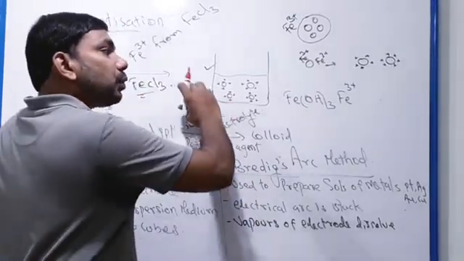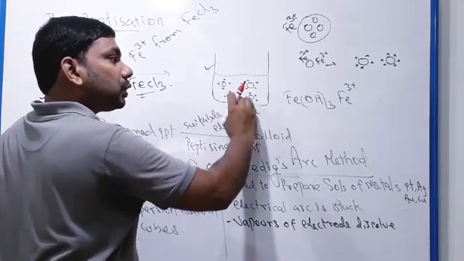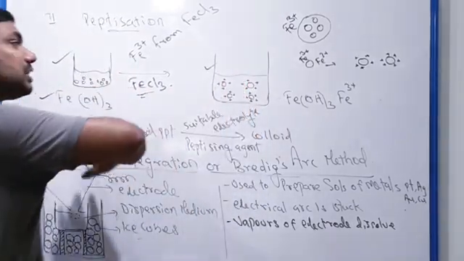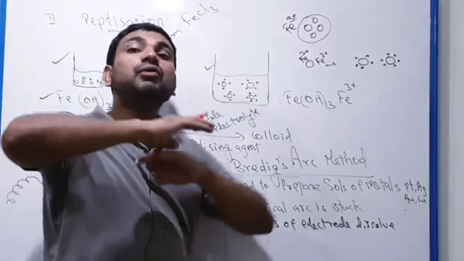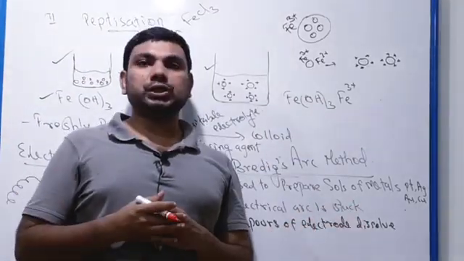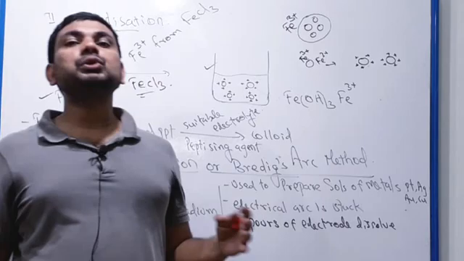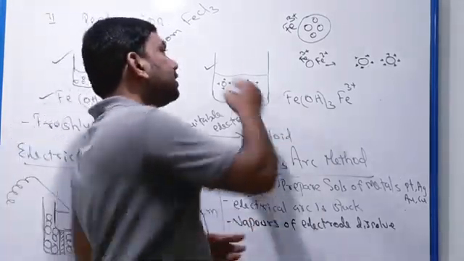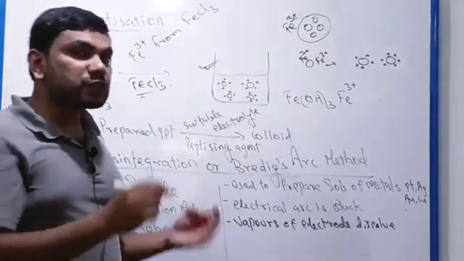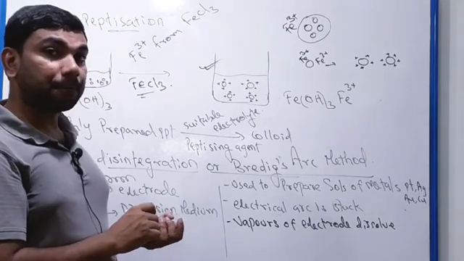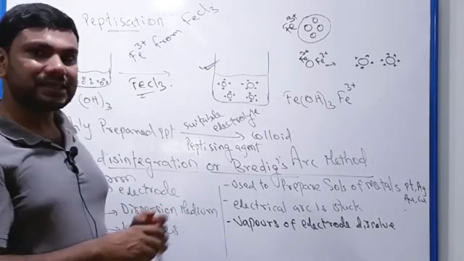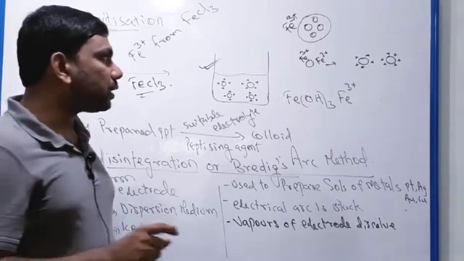That's why these precipitate molecules do not settle down. They will uniformly distribute throughout the solution. Finally, it will change to colloid. This process is called peptization. I will repeat once again.